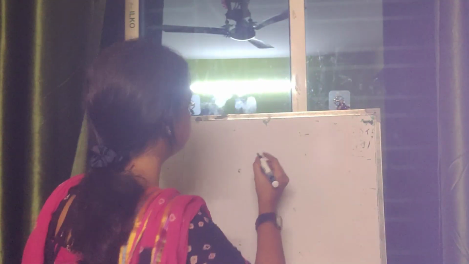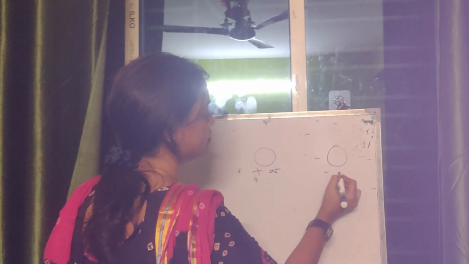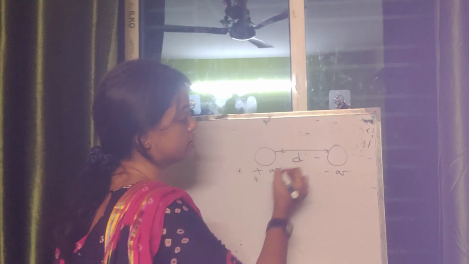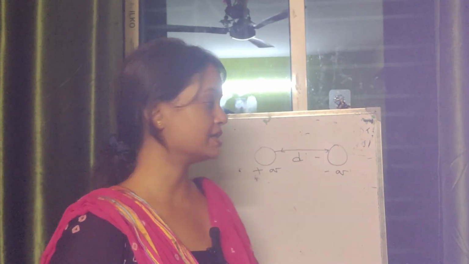Today let's have a short session on electric dipole moment and torque. So let's start. Whenever two equal and opposite charges are separated by a very small distance, then it is said that the system is an electric dipole.